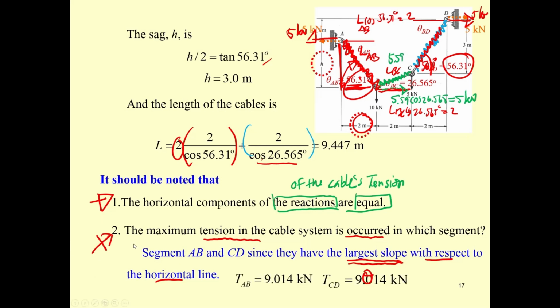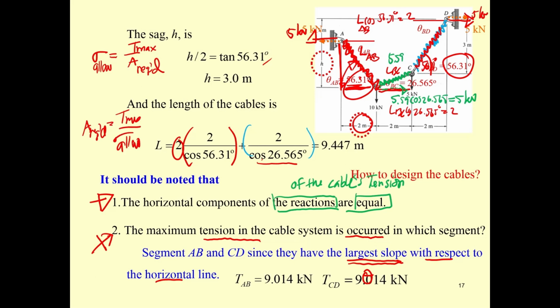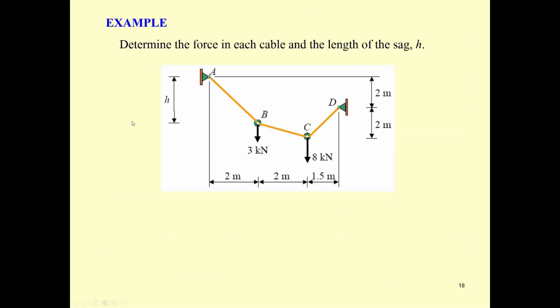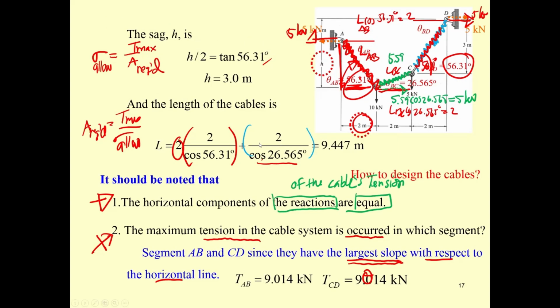Okay, this is 29.014. And how to design the cable? You got to go to mechanics of material. We have sigma equal to T over A. Sigma is going to be sigma allowed, T is going to be T max, A is going to be A required. Then our A required is going to be T max over sigma allowed. Now you can determine the cross section of the cable easily.